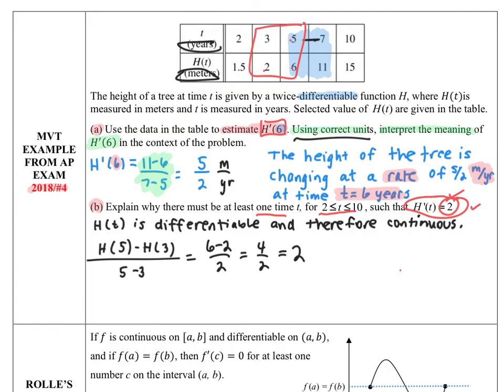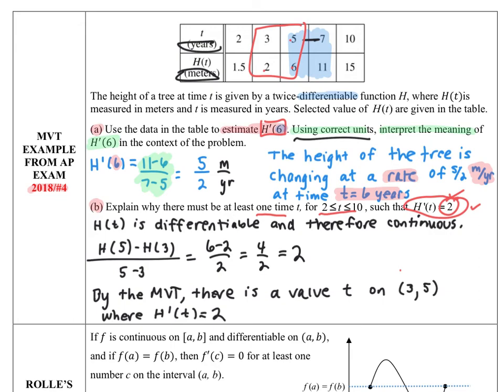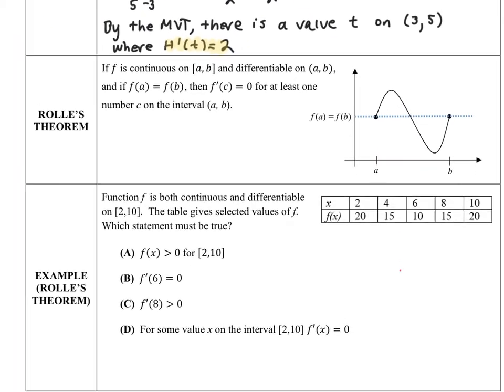And then I go ahead and show my average rate of change on that identified interval, which was from 3 to 5. And now I can use the MVT to say, since I found a place where the average rate of change was 2, that guarantees there will be a place where that instantaneous rate of change is 2 as well. And I just say that in a statement. So by the MVT, there is a value t on the interval from 3 to 5, because that's what I had identified up here on the interval from 3 to 5, where h prime of t equals 2. And our last part here is on our other theorem called Rolle's theorem.